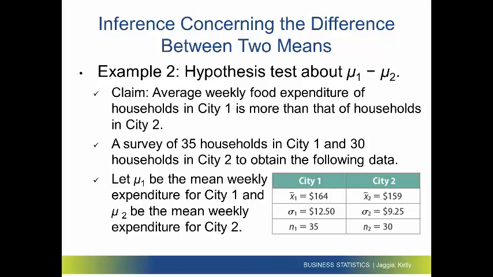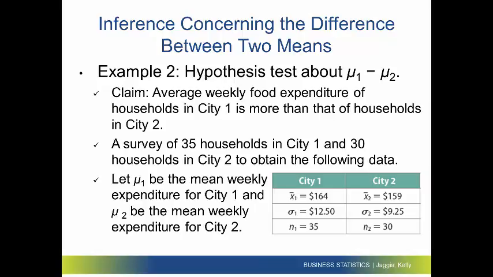Now here we have an example where the population standard deviations are known, and so we will be calculating a Z statistic and referring to the Z distribution. In particular, the researcher wants to determine whether the average food expenditure for households in City 1 is greater than the average food spend for households in City 2. A survey is conducted and 35 households are randomly selected from City 1 and 30 randomly selected from City 2. The sample data is shown on the slide together with the population standard deviations.